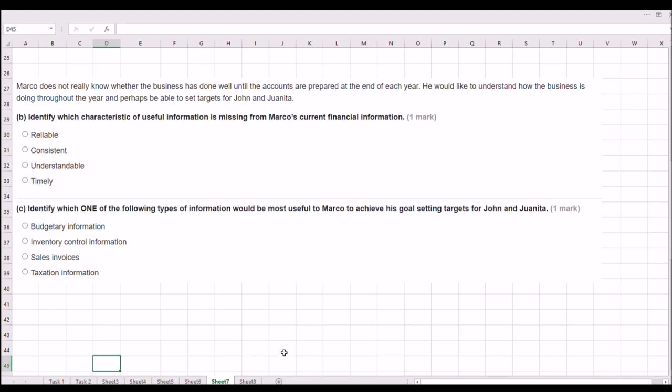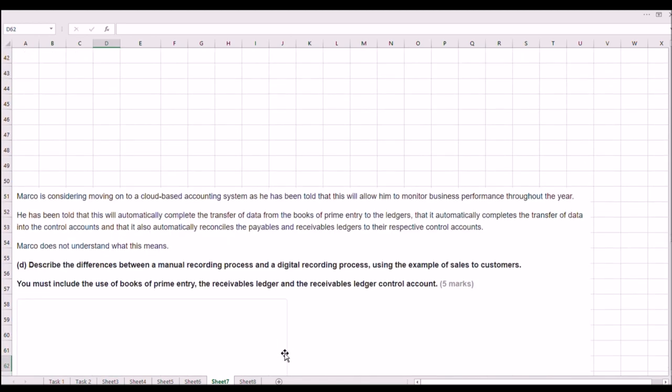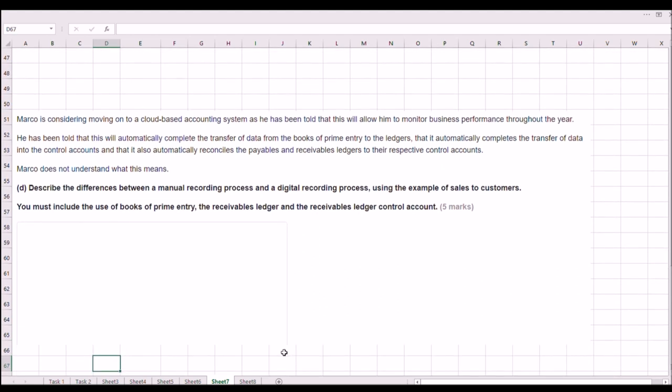And that, I think, is all right. Okay, and then we've got another part to it. Let's keep going here. Marco is considering moving to a cloud-based accounting system.